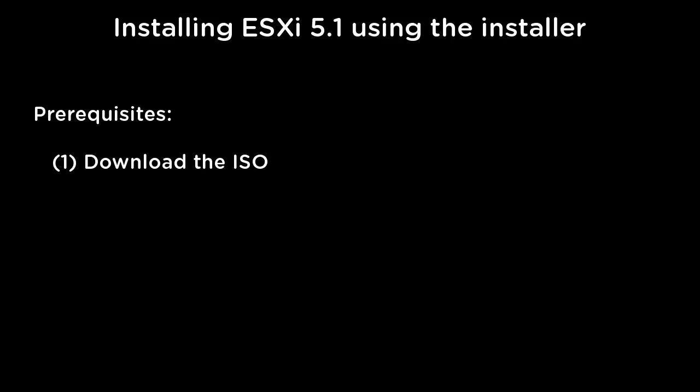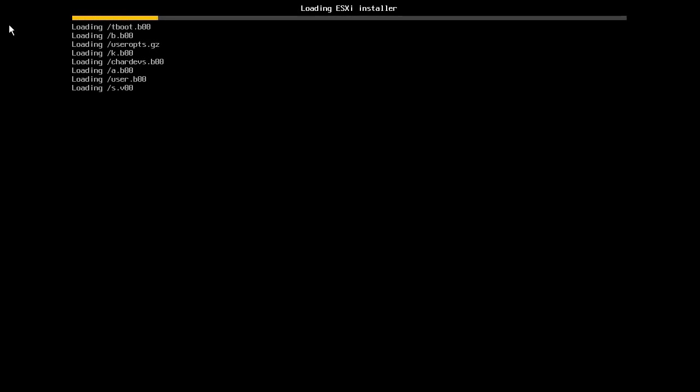Welcome to our demonstration on how to install and configure a VMware vSphere host. For this demonstration, we will be installing ESXi 5.1. Before starting the installation, we need to download the ESXi ISO image and configure our host to boot from this image. When the host boots from the ISO image, the installer will load.